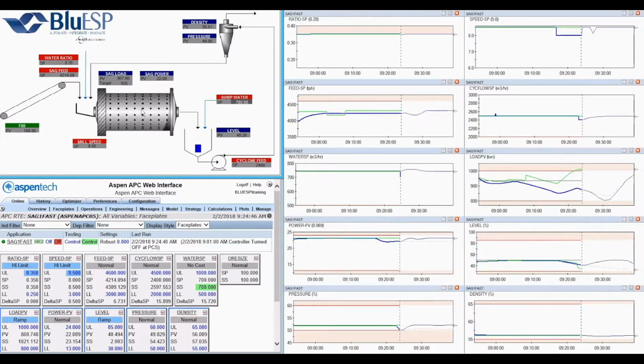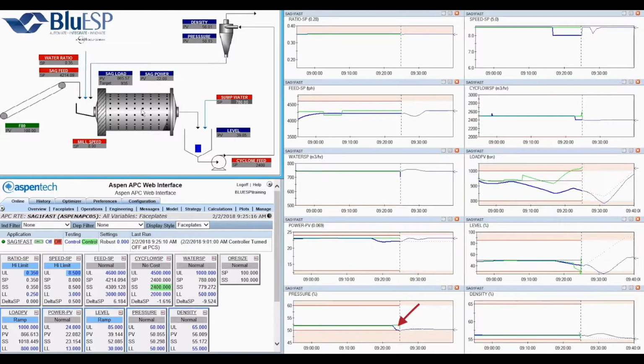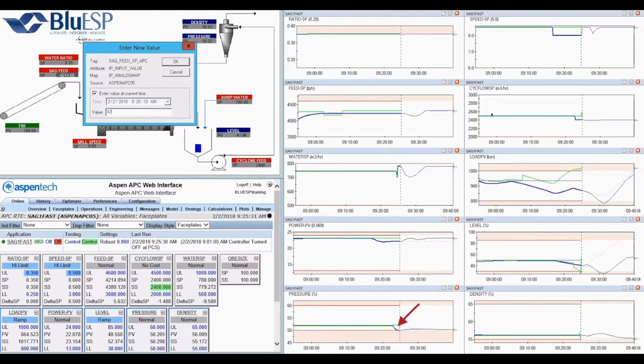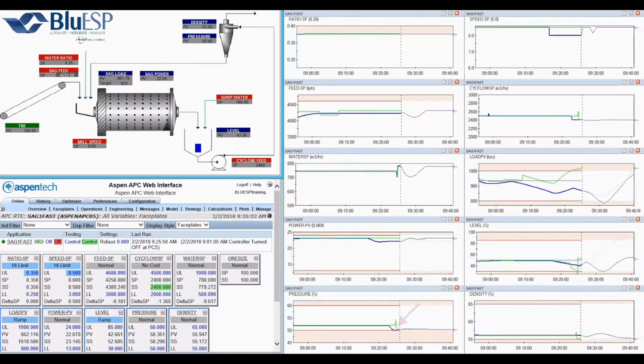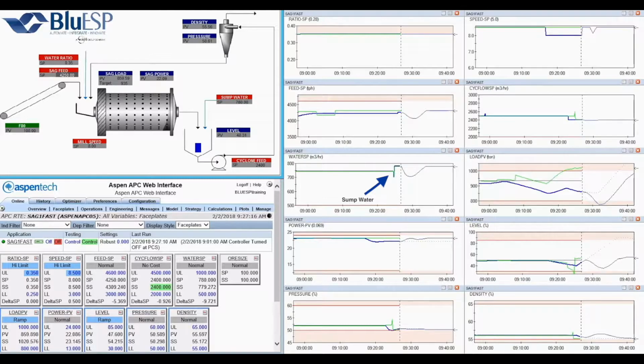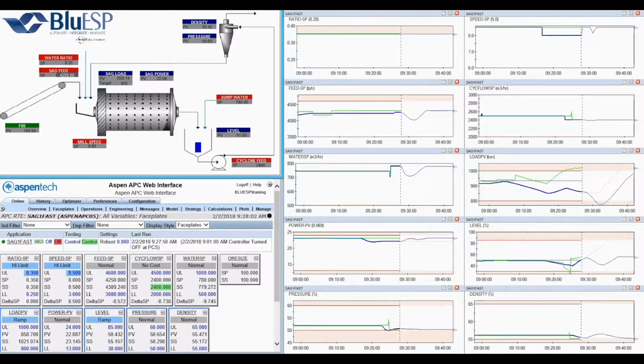This action causes the cyclone pressure to drop. The level in the sump is still decreasing, but since the cyclone pressure is at the minimum, the operator increases the mill discharge sump water instead to try and reverse the decreasing level in the sump. At the same time, the mill load is also still decreasing, and he increases the mill feed rate.